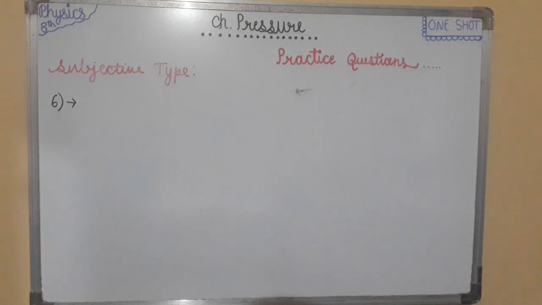I'll repeat the question. Given that both liquid A and liquid B exert the same amount of pressure, what would be the height of column of liquid A if the density of A is twice the density of B and height of the column of liquid B is 10 centimeter?